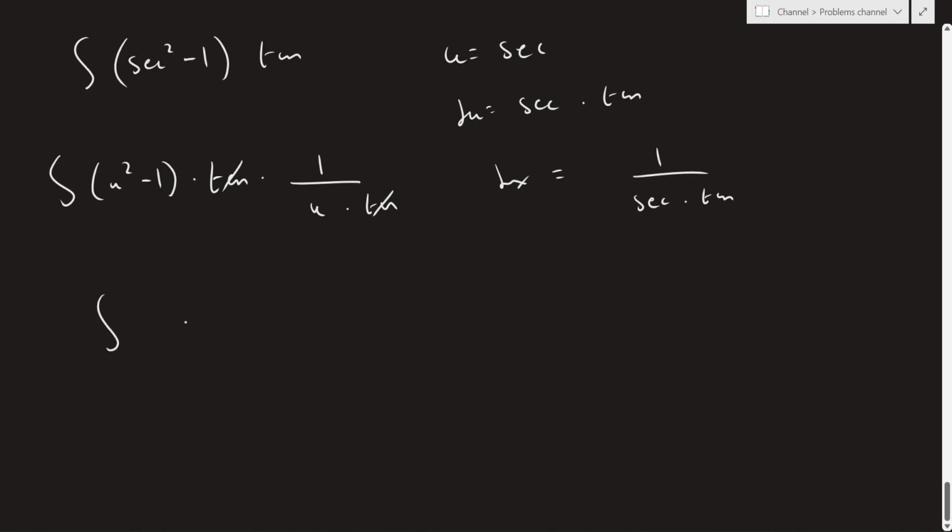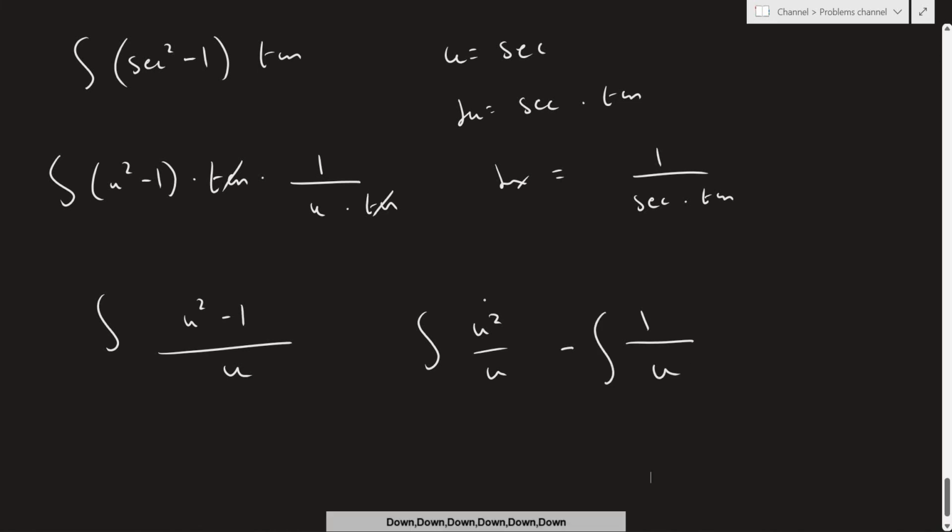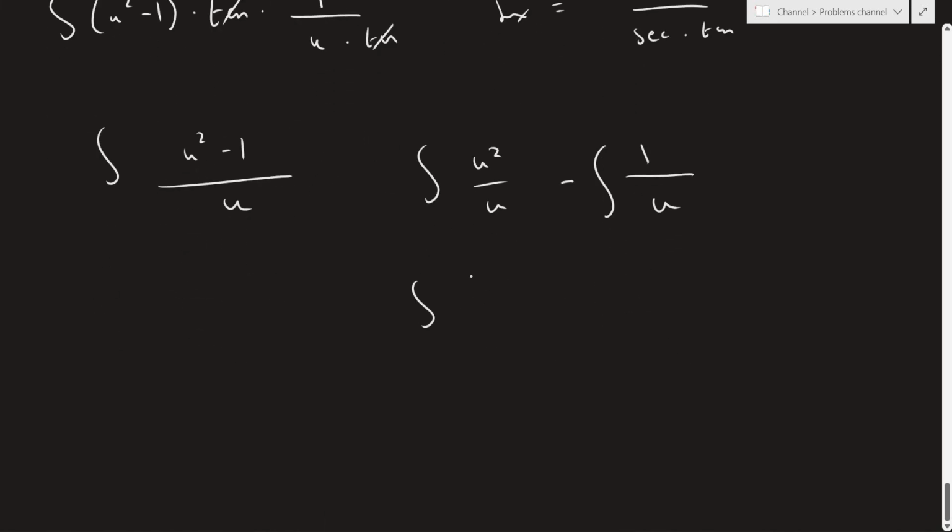So it's going to be u squared minus 1 over u, and then we can split it into two. Okay, so without the brackets here, because you cannot see it. So it's going to be u squared over u minus 1 over u. So this will be u minus 1 over u.